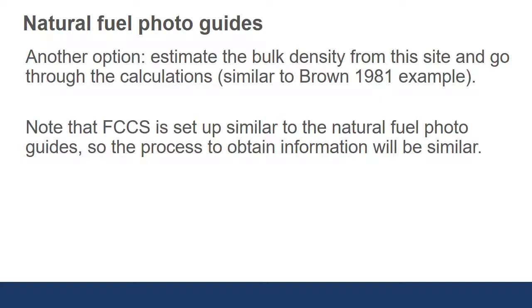Note that FCCS is set up similarly, so the process to obtain this information is the same. Another option that I mentioned is to calculate the bulk density for the photo guide or use the estimates of bulk density from our Brown's transects. I will not go over these calculations here, but they are similar to the previous calculation example.